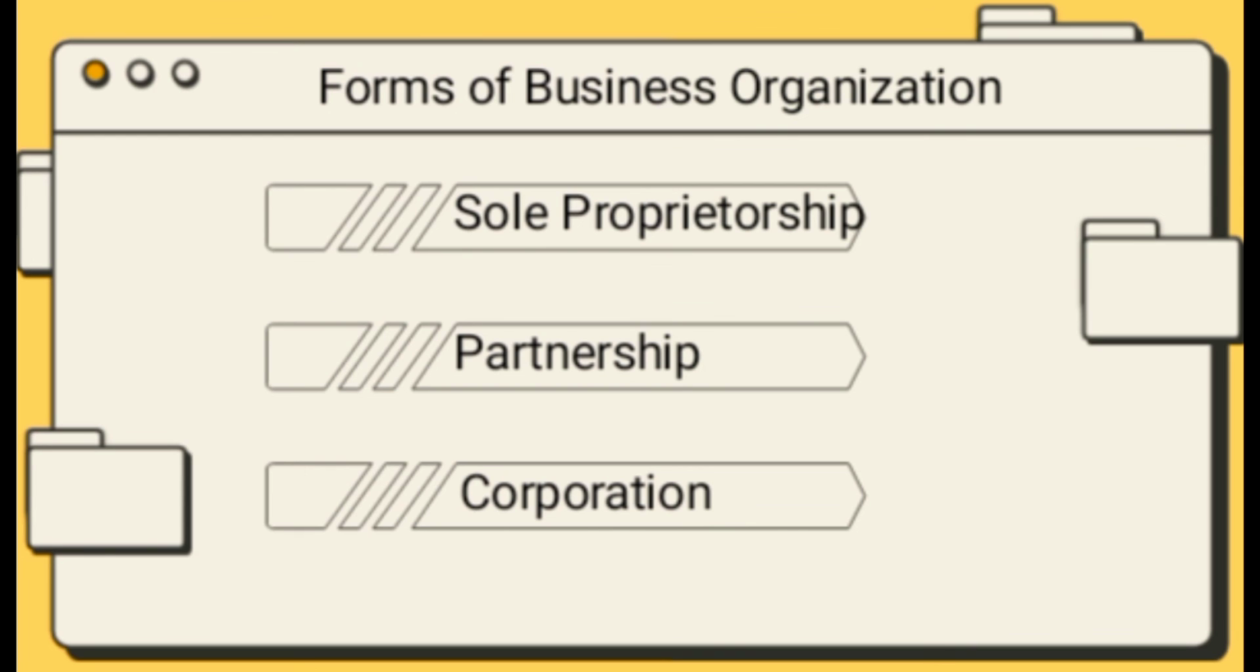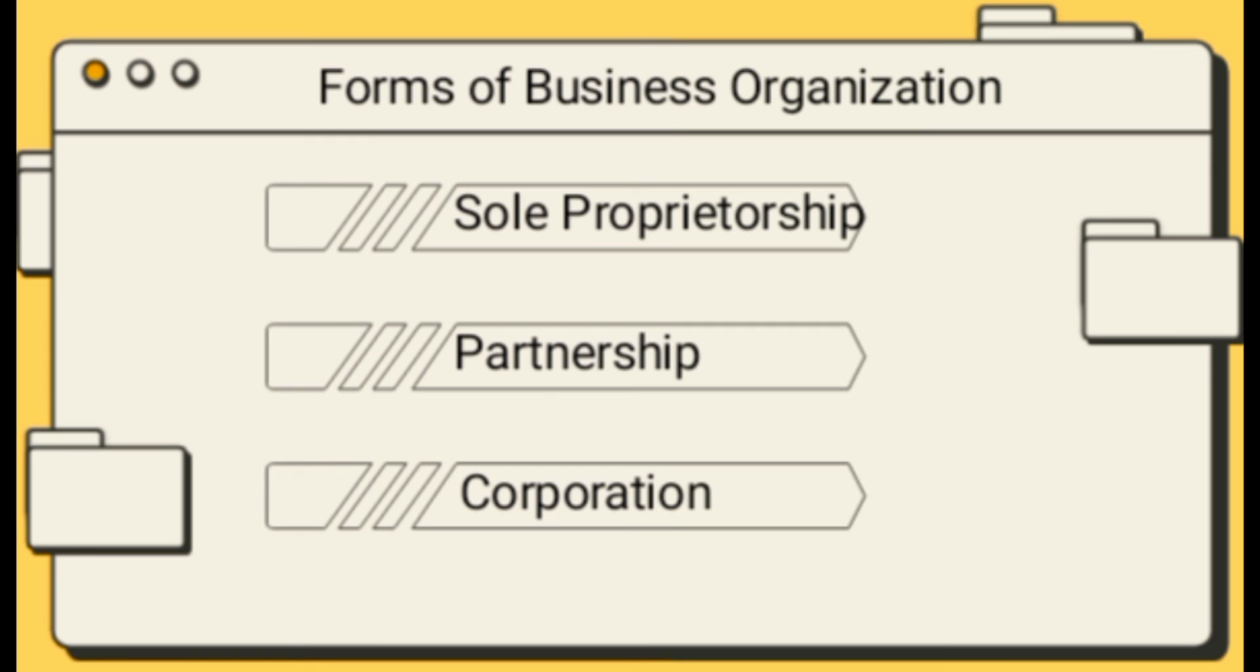A corporation is considered by law to be a unique entity, separate from those who own it. A corporation can be taxed, sued, and enter into contractual agreements. The corporation has a life of its own and does not dissolve when ownership changes.